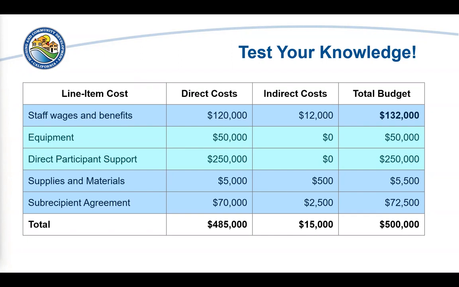Equipment is not an MTDC, and therefore no indirect costs can be recouped for that line item. The same is true for direct participant support costs issued to eligible ESGCB participants. In both of those cases, we have a direct cost budget of $50,000 for equipment and $250,000 for direct participant support costs. Both are not eligible MTDCs, so $0 there. The total budget remains the same. And then when you add up all 5 of those line items, you've got a direct cost budget of $485,000, an indirect cost budget of $15,000, and your total ESGCB award is now $500,000.